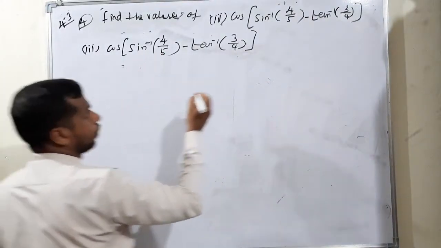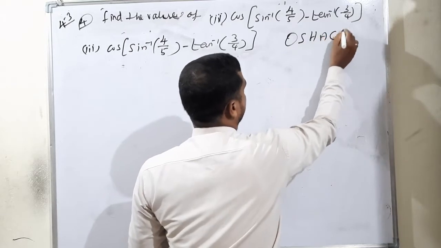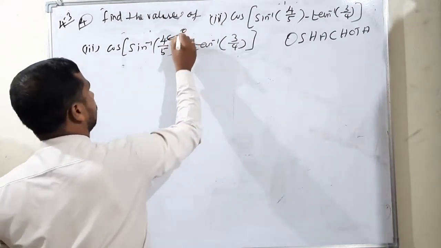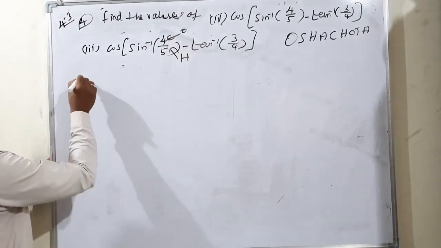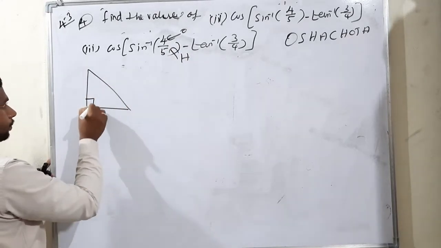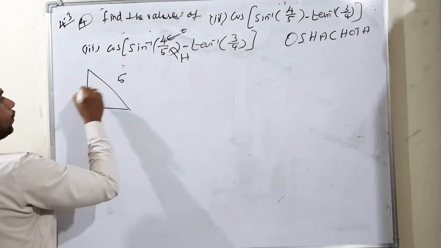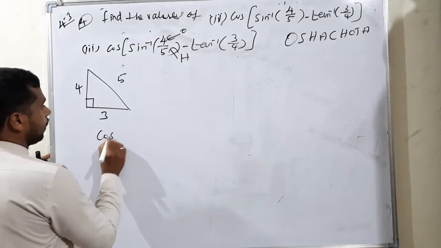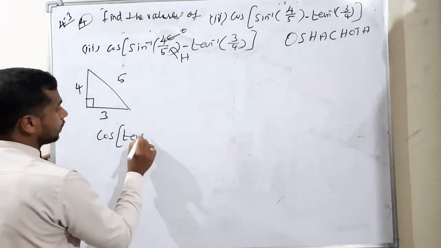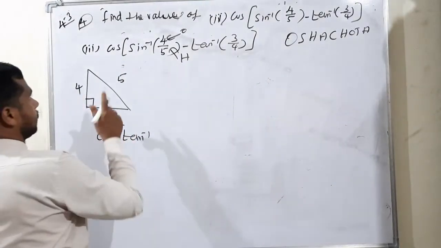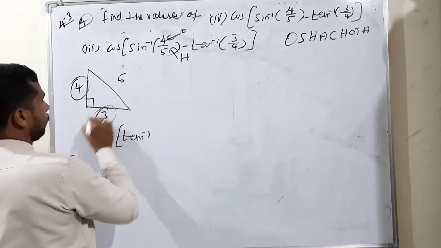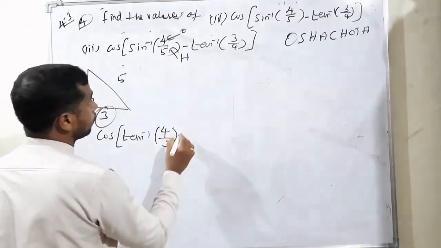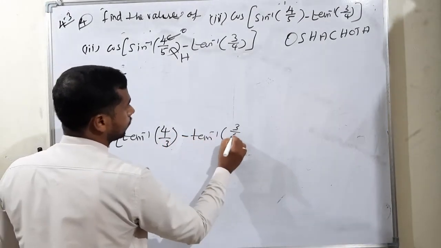So sin inverse 4 by 5, according to the right triangle. Sine inverse means opposite divided by hypotenuse. This is called opposite, this is called hypotenuse. So in the right angle triangle, the hypotenuse value will be 5, the opposite value will be 4, which means the adjacent value will be 3. Again, to convert to tan inverse, it is opposite divided by adjacent. Opposite value 4, adjacent value 3. So 4 by 3. It's not finished, isn't it? This is 4 by 3 minus tan inverse 3 by 4.